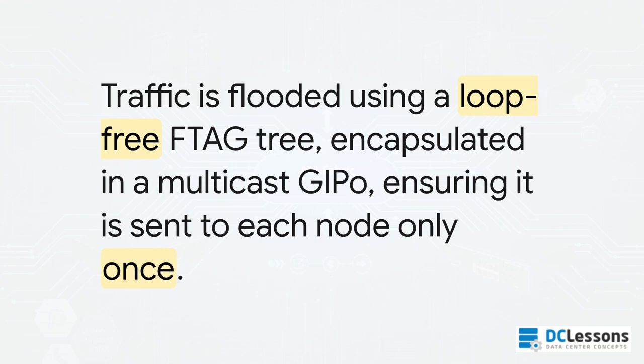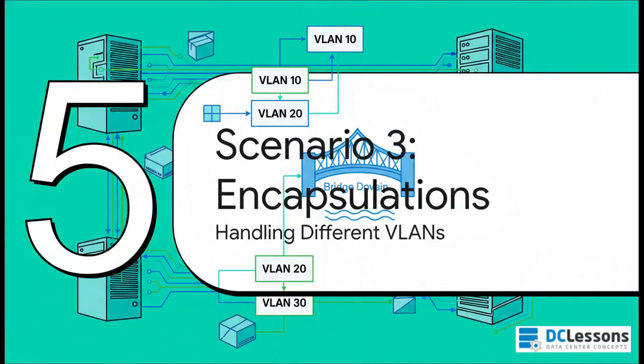bridge domain. This is a guarantee. It guarantees the frame will get to H3's leaf switch, and that leaf then sends it out the local port, which of course lets H3 get discovered as soon as it replies. Okay, last scenario.